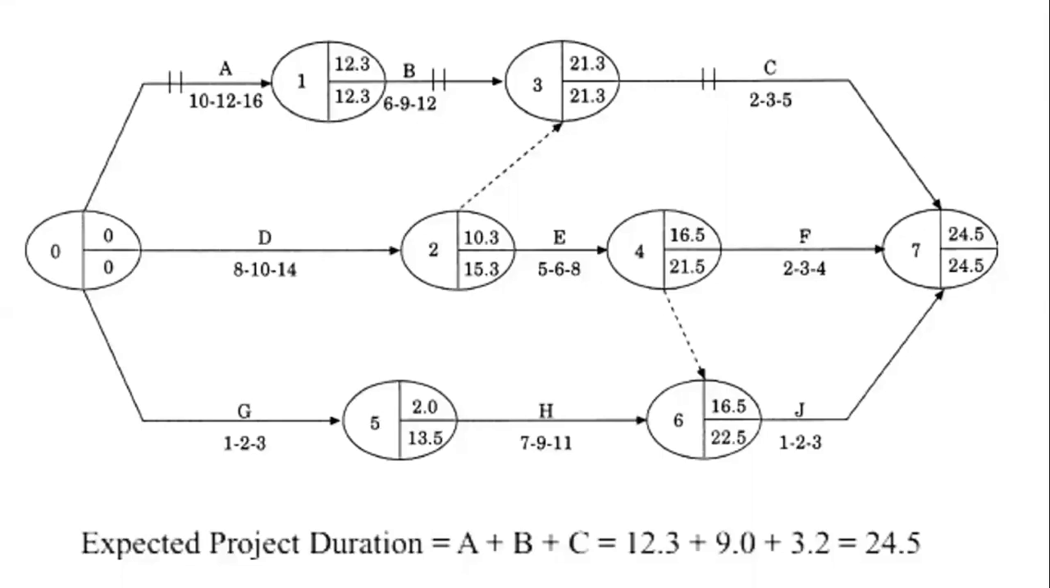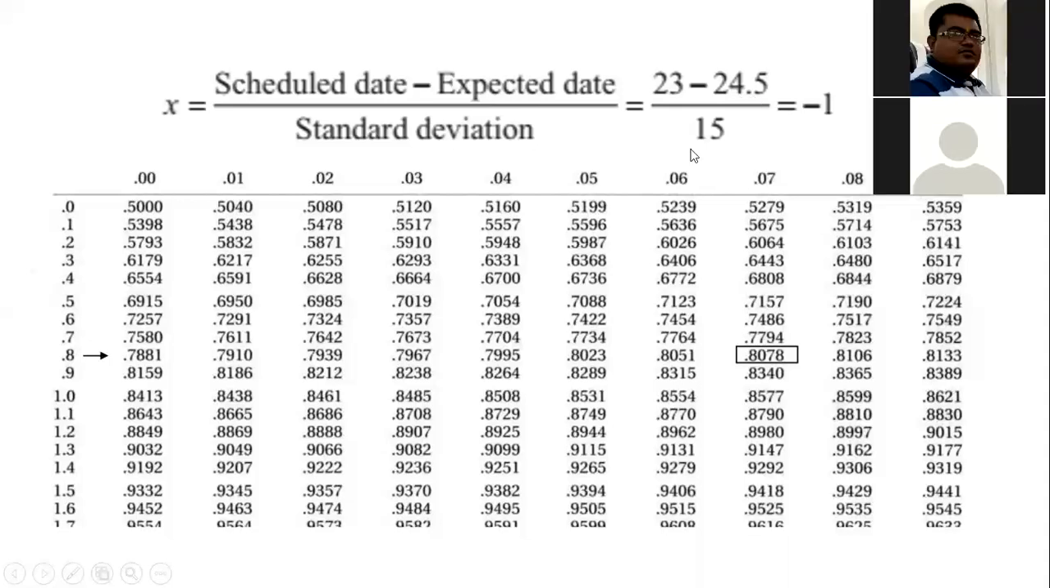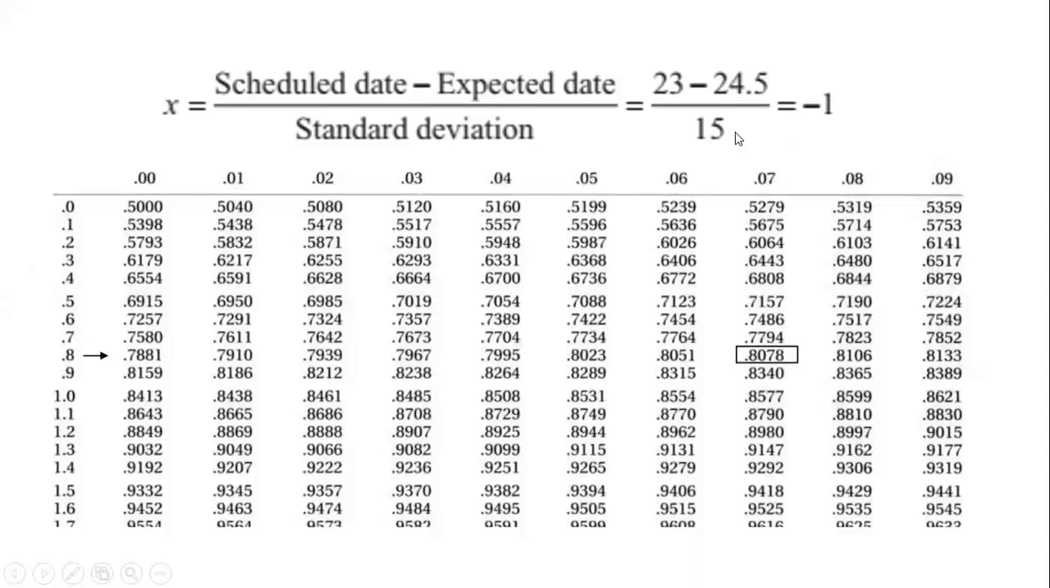23 months. So we have to calculate that Z value, that is scheduled date minus expected date divided by standard deviation. Standard deviation we have to calculate by using the formula TP minus TO divided by 6, bracket square. So 23 minus 24.5, that standard deviation 1.5 is here, sorry, not 15. So the total calculation comes as -1.